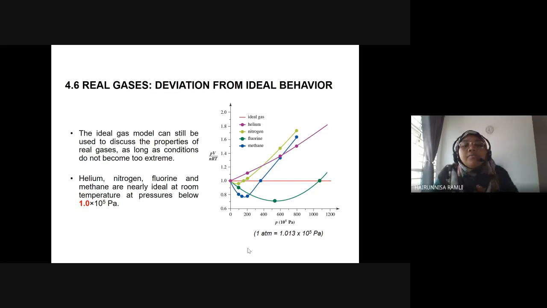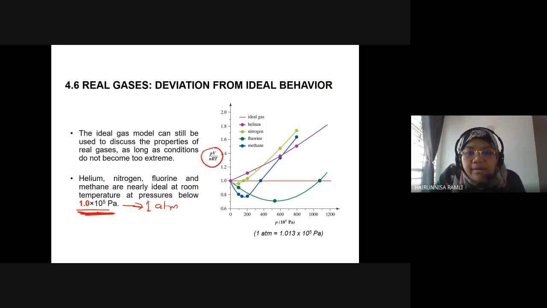Okay. So okay, sebelum saya explain details kat sini, sini pun ada pembetulan. On this part, if I'm not mistaken, yang asal is 10 times 10 power 5 Pascal. It's actually 1. Sebab is equals to 1 ATM. Bukan 10 eh. Betulkan dulu yang ni. Okay. So for this slide, okay, basically when we have the PV over NRT versus pressure kan.